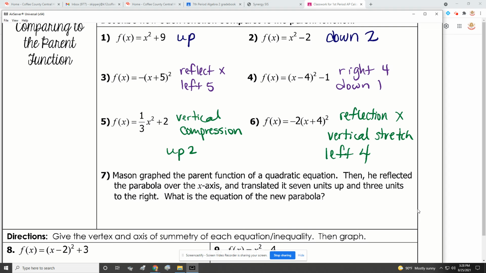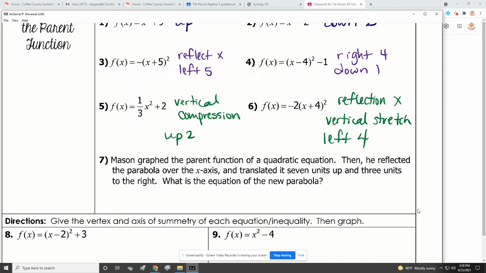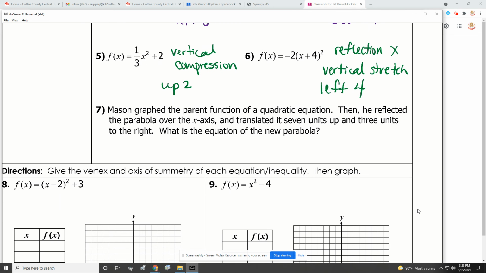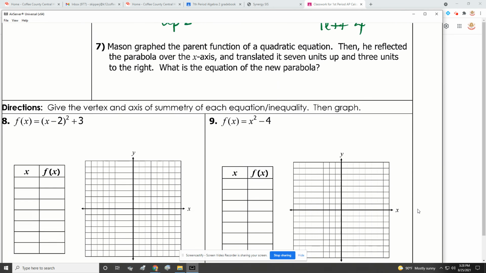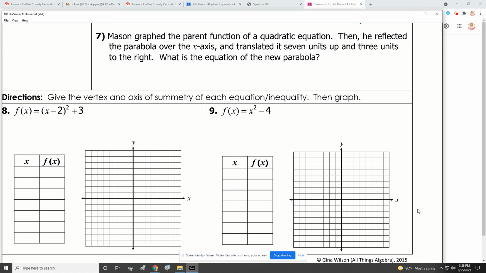Okay, and then number 7 is one that's a little more challenging. We're given the transformations and we're going to write the equation or the function. When we write a function, we have to name it. So I'm just going to call it f of x. You can call it y, you can call it g of x, h of x, whatever you want.